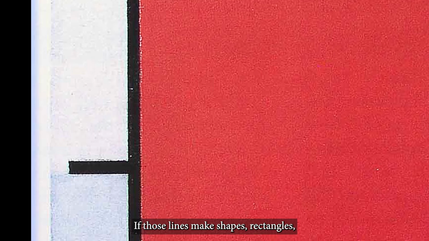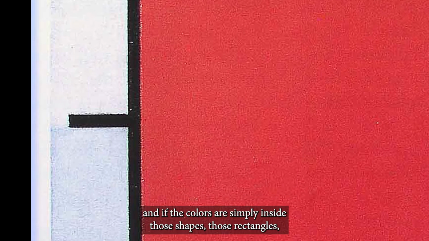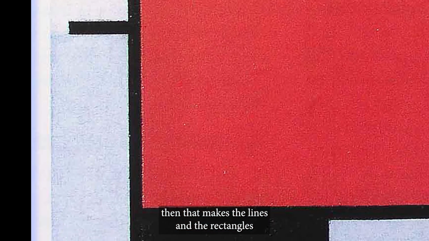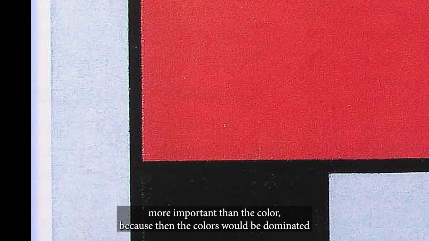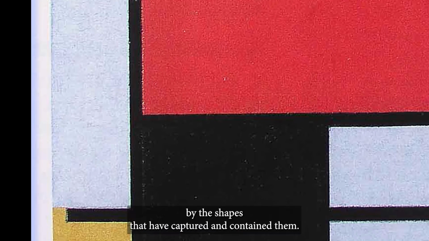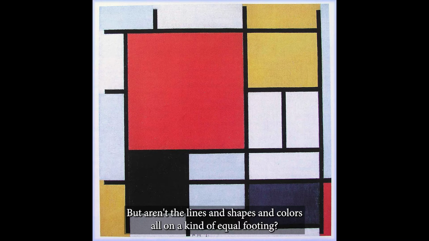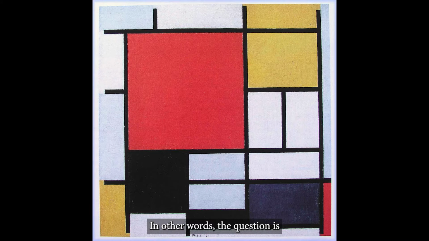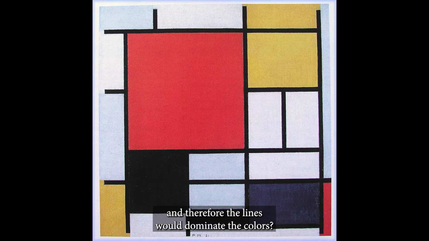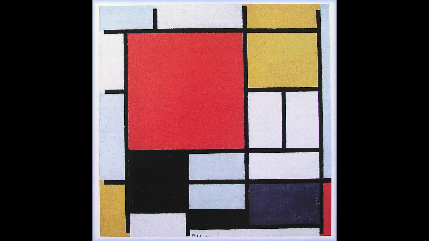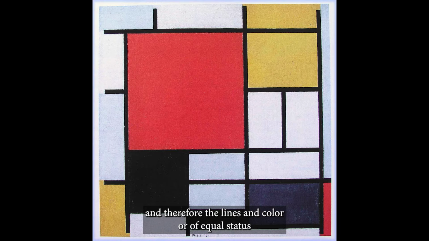If those lines make shapes, rectangles, and if the colors are simply inside those shapes, those rectangles, then that makes the lines and the rectangles more important than the colors, because then the colors would be dominated by the shapes that have captured and contained them. But aren't the lines and shapes and colors all on a kind of equal footing? In other words, the question is, do the lines surround the colors, and therefore the lines would dominate the colors? Or do the lines just sort of move through the colors, and therefore the lines and color are of equal status?